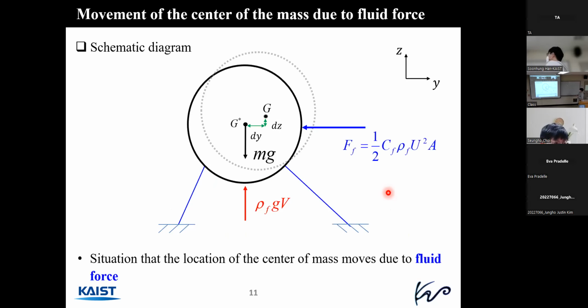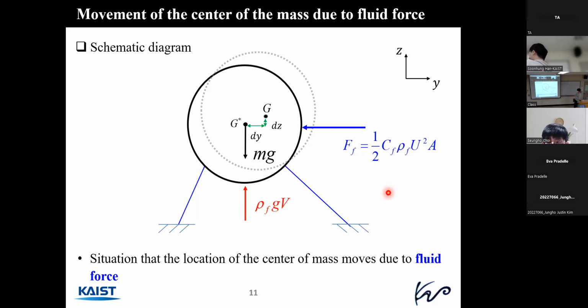However, if the fluid is not still, the flow velocity changes. The fluid force effect is felt on the beam, and as you can see, the center of the beam will be moved like this, from G to G prime, by dx and dy. However, the cable exists and the beam can resist the fluid force, and the beam's rotation will return completely to the original position.